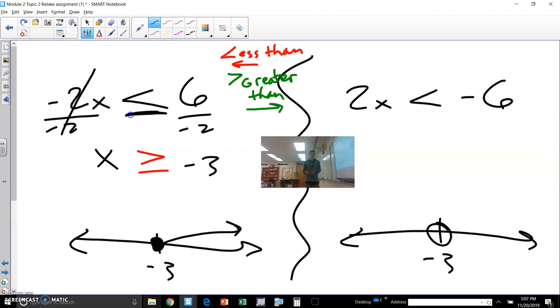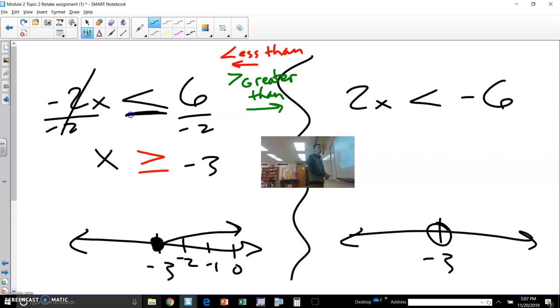Like -2, -1, or 0. Okay? For example, if you plug in 0, -2 times 0 is 0, 0 is less than 6. However, if you plug in like -4, -2 times -4 is +8, that is not less than 6.